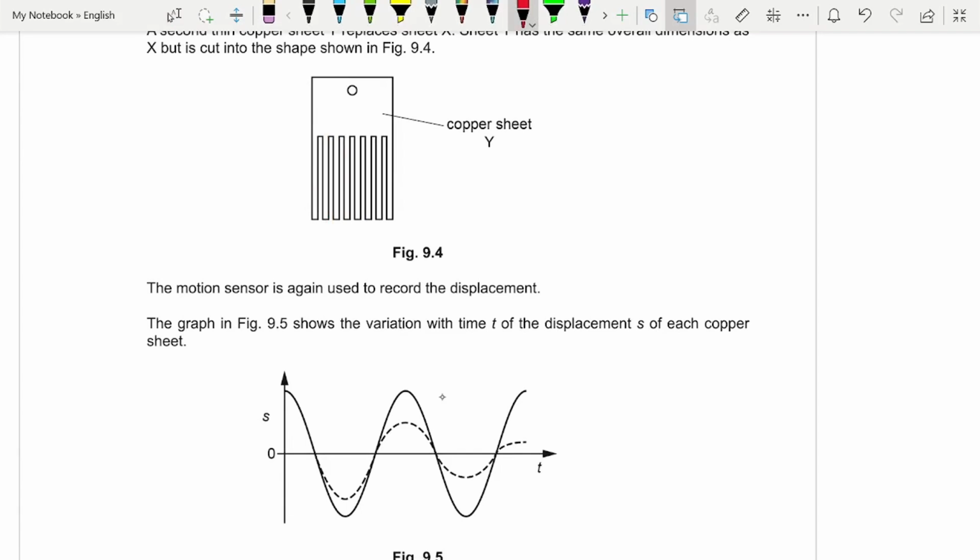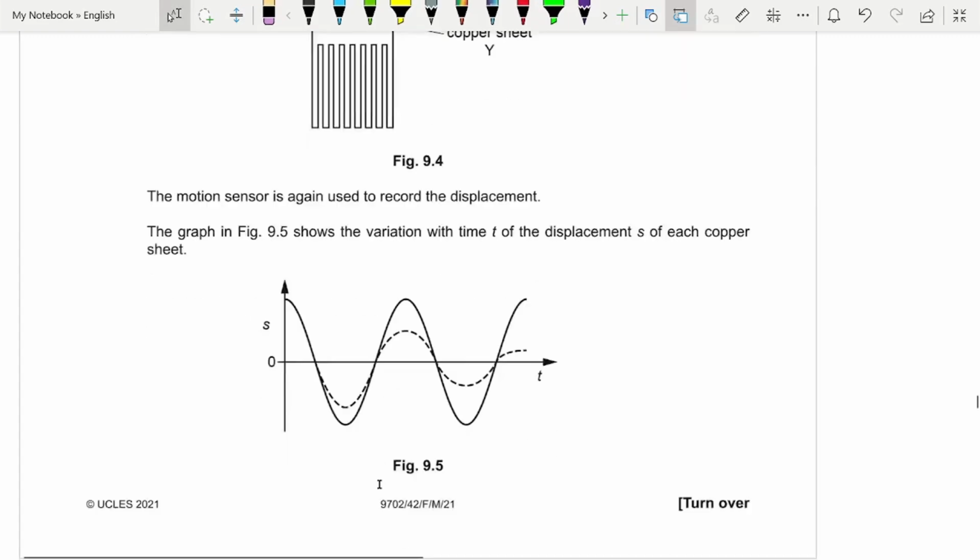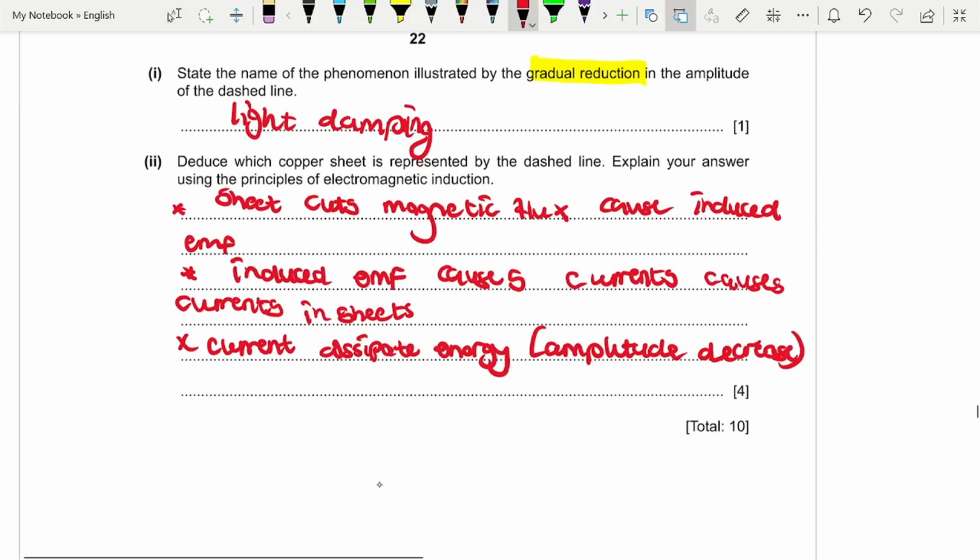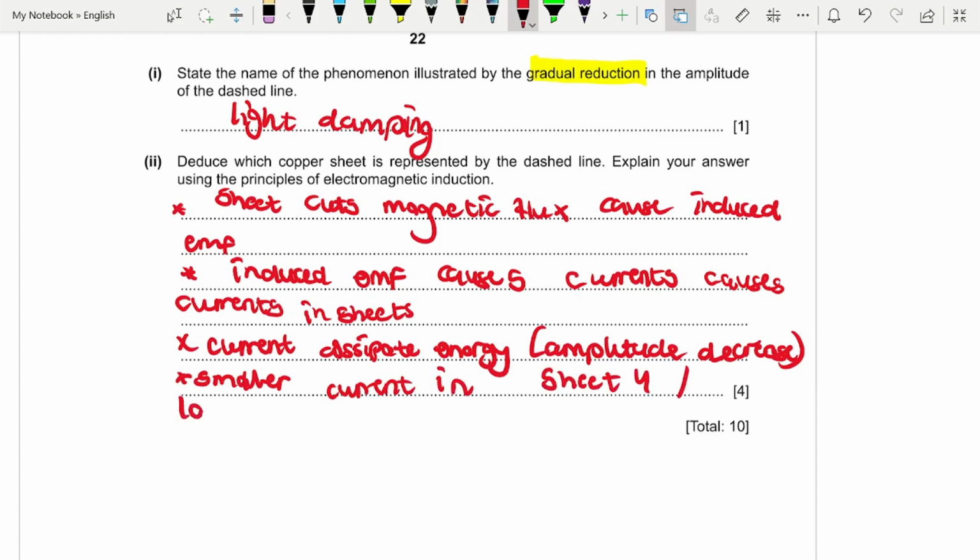So that's going to affect the number of electrons, and the current present in that sheet is going to be different. Because of that, and like I've said, you have a smaller surface area, so fewer electrons are present. They can't just jump over there. So the current present in sheet Y is going to be smaller. Smaller current in sheet Y, or you could say larger current in X. Really doesn't matter. Larger current in X.